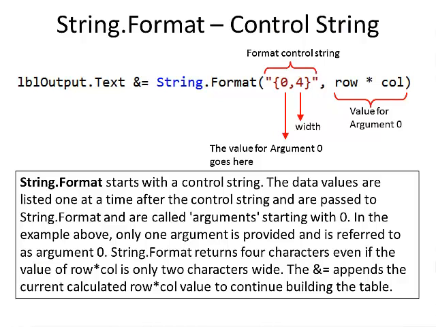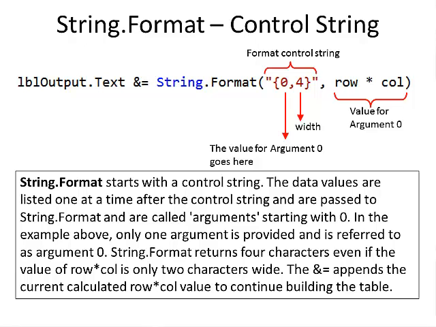String.format is pretty cool. Here's an example. It says lblOutput.text equals string.format. The first thing that goes in the string.format is my format control string. It's in quotes. It says, quote, I have an open curly brace, and then I'm identifying my argument number. The arguments are going to be the things that occur inside my parentheses, but they occur after my control string. I only have one argument in this case, so it's argument 0, comma 4.